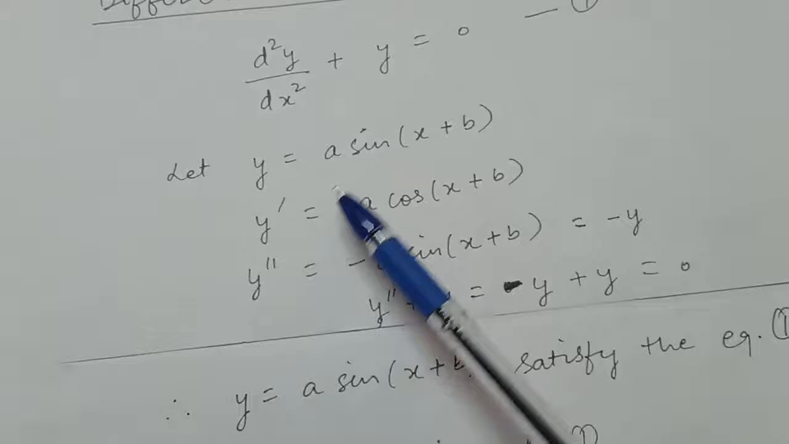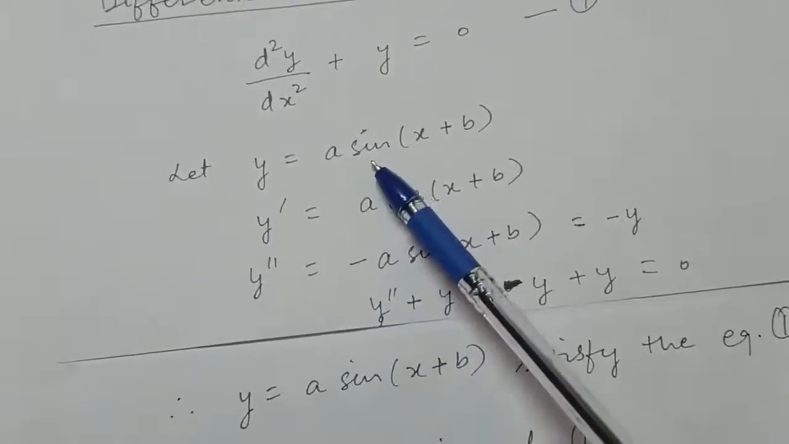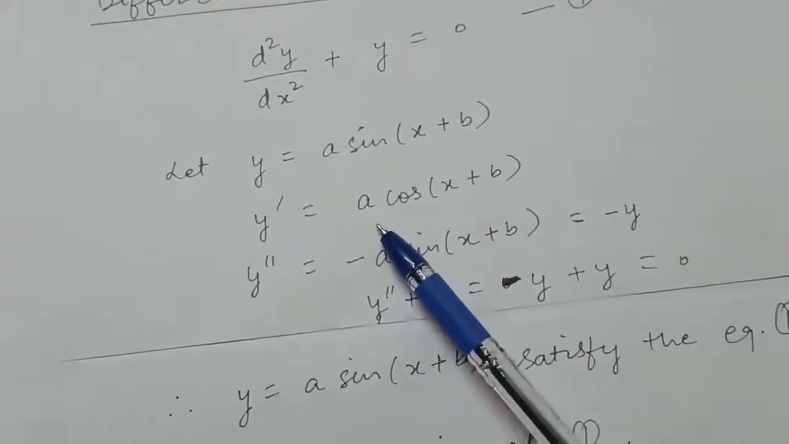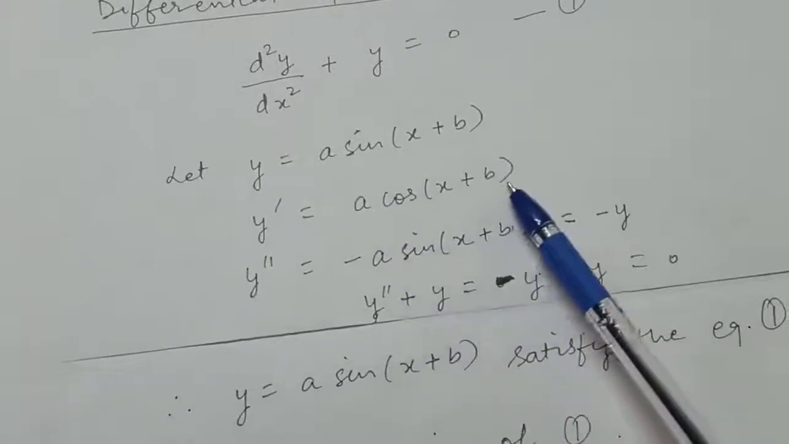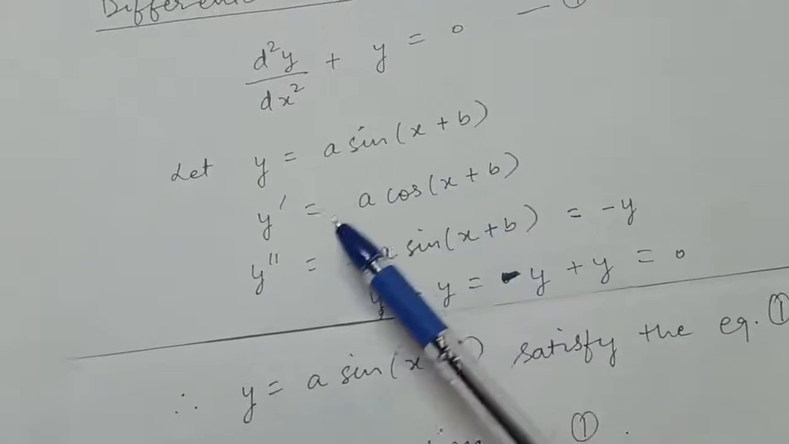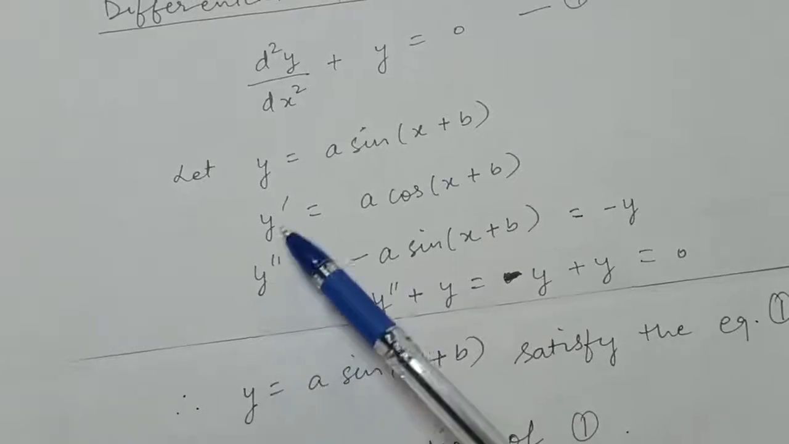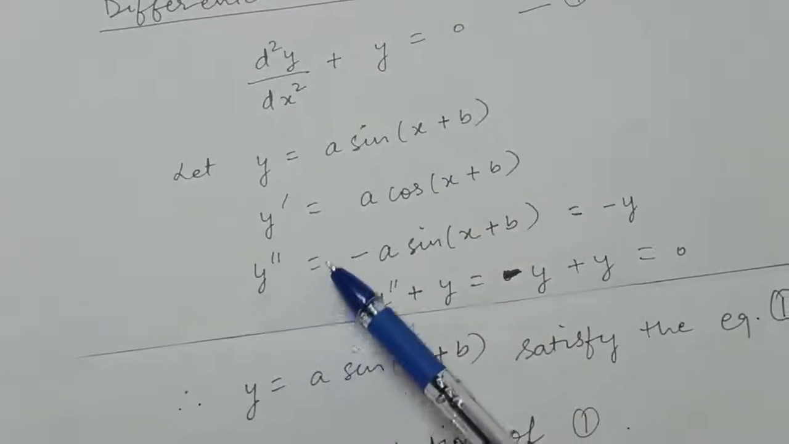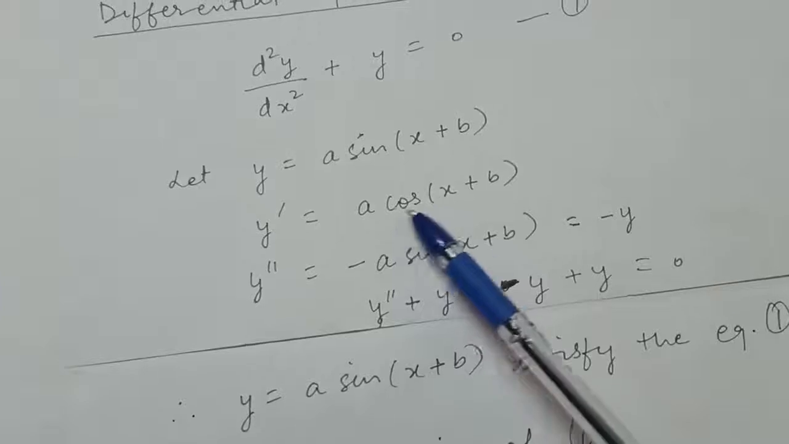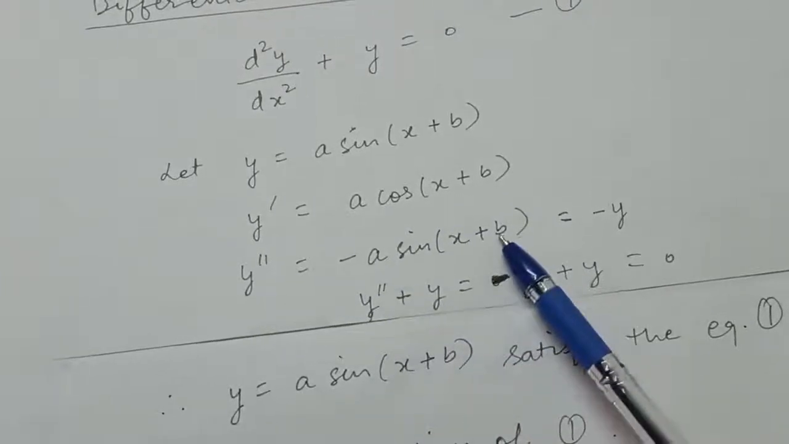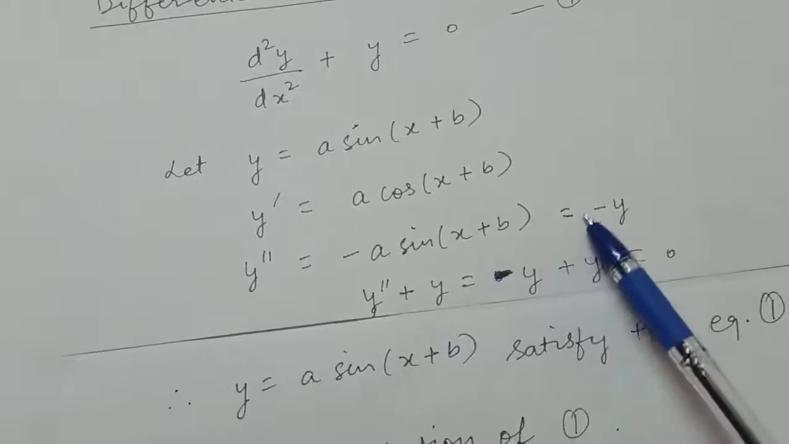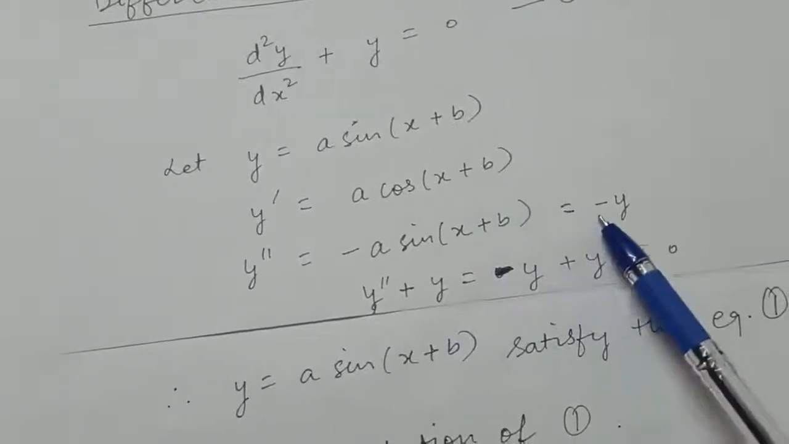So y dash will be derivative of y with respect to x. So it will be a, which is constant. Derivative of this will be cos x plus b. Then derivative of y dash, that is y double dash, is a as it is. Derivative of this cos x plus b will be minus sine x plus b, which you can see is equal to minus of y, right?